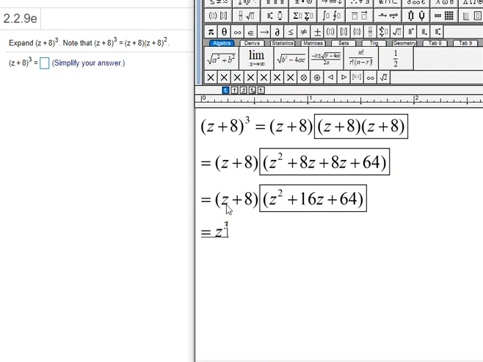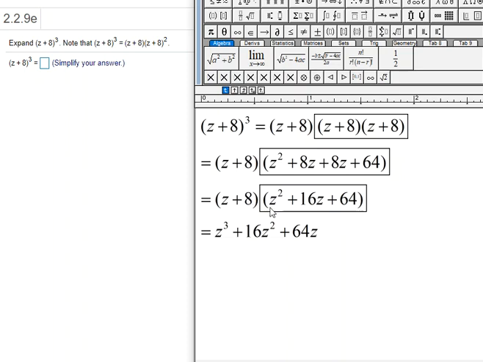Now we're going to move on to z times 16z. So it's going to be 16z squared. Z times z, power 1 adds to power 2. I forgot to put the z there. 16z squared. And then last, our z times the 64 will be plus 64z. All right, so that finishes z. All 3 pieces got multiplied by z. Now we're on to 8.